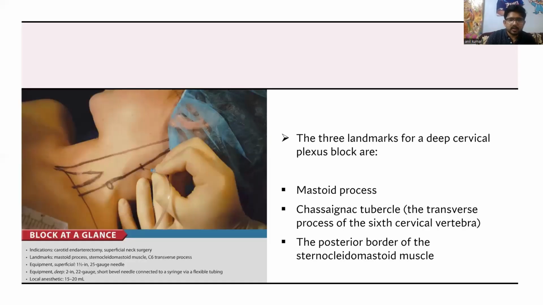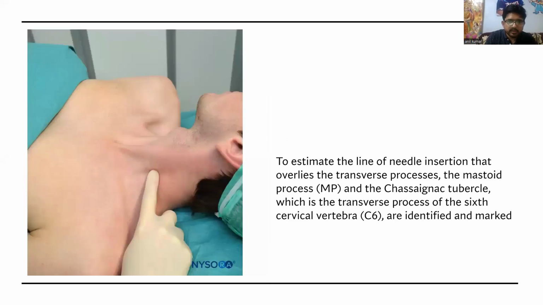So coming to the landmarks of deep cervical plexus block, you must identify 3 things. First is the mastoid process, another one is the transverse process of the 6th cervical vertebra, and the third one is the posterior border of the sternocleidomastoid. So what we do is first identify the transverse process of C6 vertebra, Chassaignac's tubercle, and then draw a line between the mastoid process and the C6 vertebra.